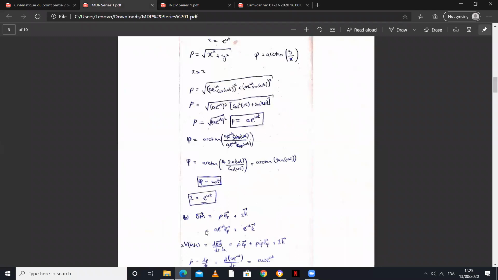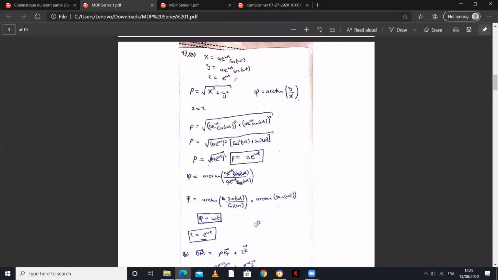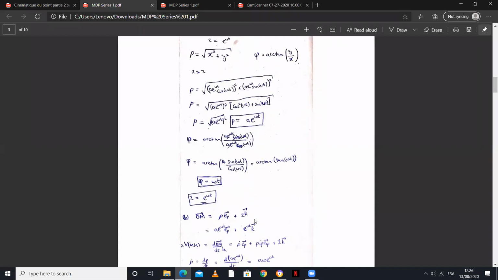You just say OM dt, you differentiate this one, or you can use the formula that's in your polycopy for the vitesse, the velocity vector. This is why I told you it saves you time. If you know the formula from your polycopy, you just write it down. For example, the formula is: vitesse dans la base cylindrique, c'est rho point E rho plus rho phi point E phi plus Z point K.